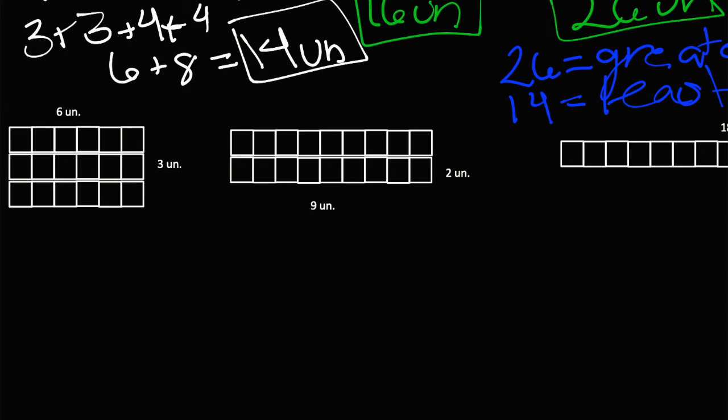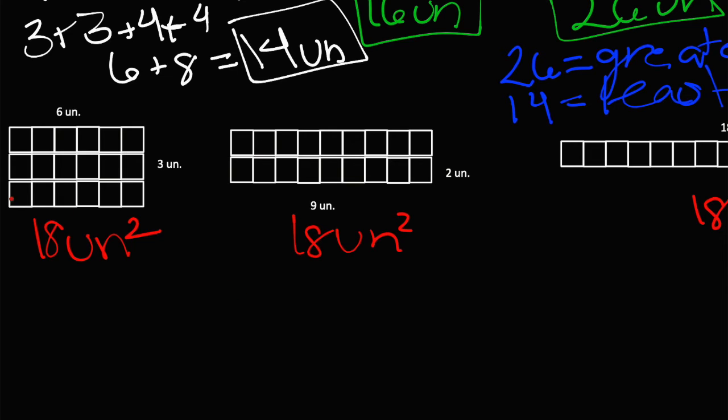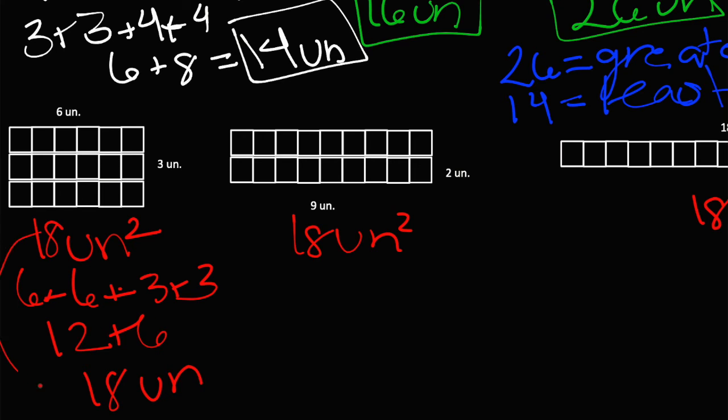So if we look at them again, we can see that they all have the same area. This 6 times 3 is 18 units squared, 2 times 9 is 18 units squared, and 18 times 1 is also 18 units squared. But I doubt that they're going to have the same perimeter. So let's find out. 6 plus 6 plus 3 plus 3, well, let's do this. 6 plus 6 is 12, and 3 plus 3 is 6. 12 plus 6 is 18. So that's the same as our area. So sometimes the perimeter and the area will be the same, which is kind of nice. So we know that our perimeter is going to be 18 units.